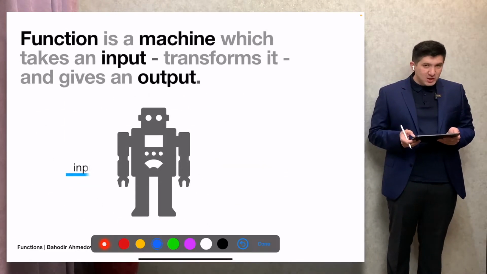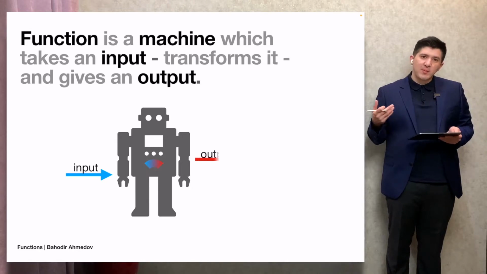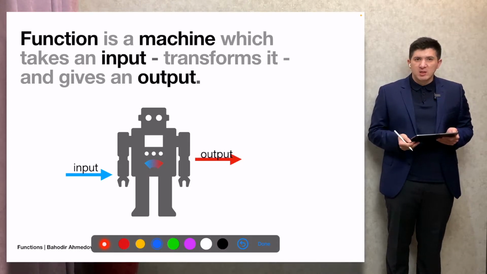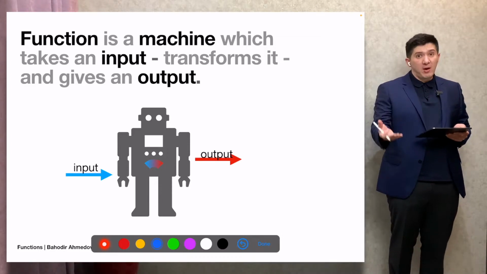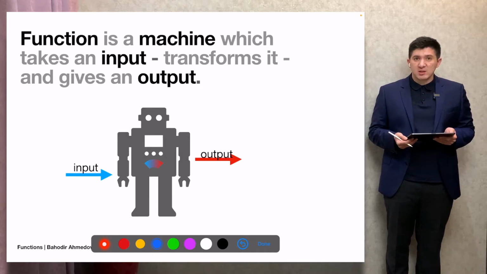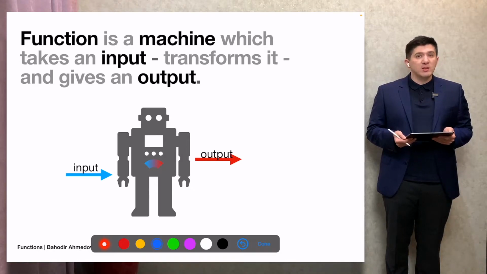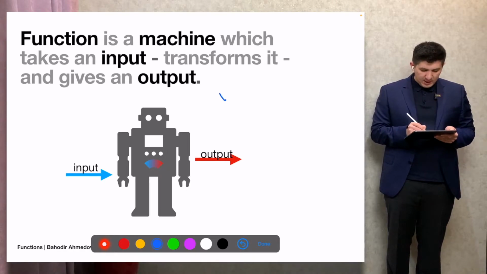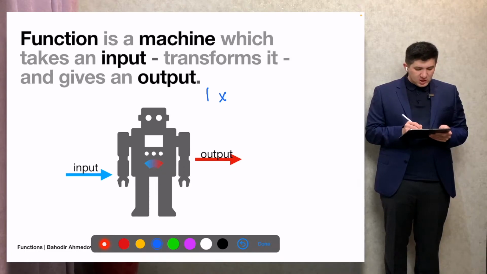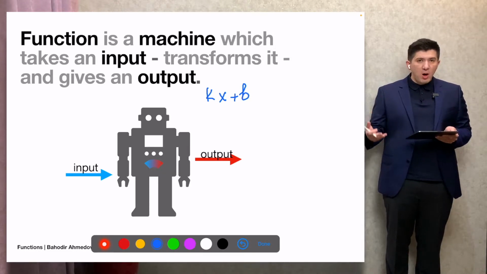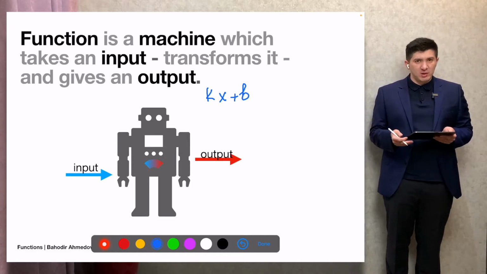So the function in general is some sort of a machine which takes some input, makes some transformations, and then gives you an output. Depending on what type of transformations this function is doing, we call these functions differently. For example, if it takes the input x, multiplies it by a constant and adds b, we call this machine a linear function.